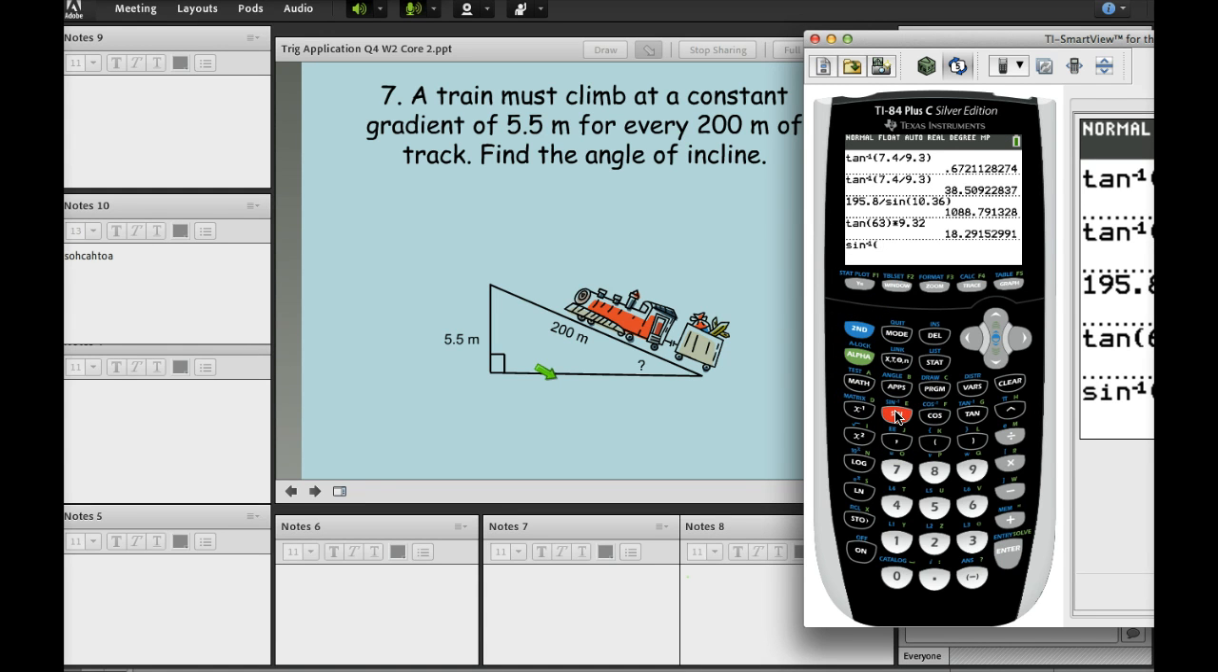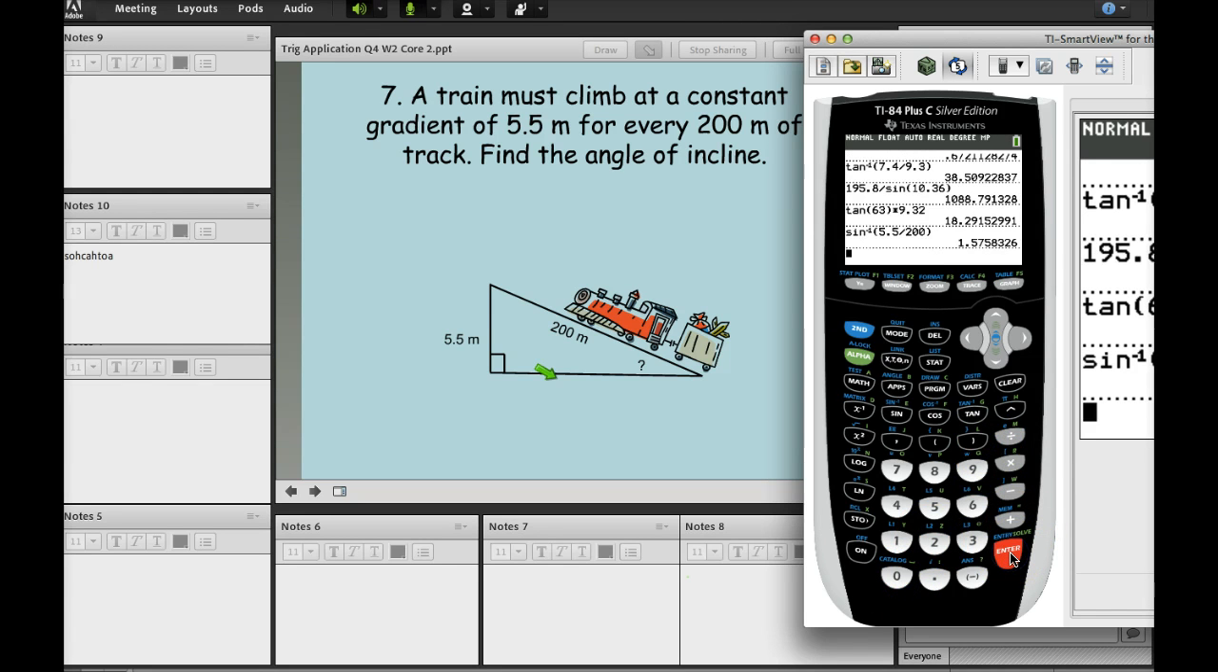And then we put in our numbers. Remember, it's opposite divided by hypotenuse. So the angle, it's a really shallow angle, right? Because it's so long. That piece of track is so long. Make sense? Okay, last one.